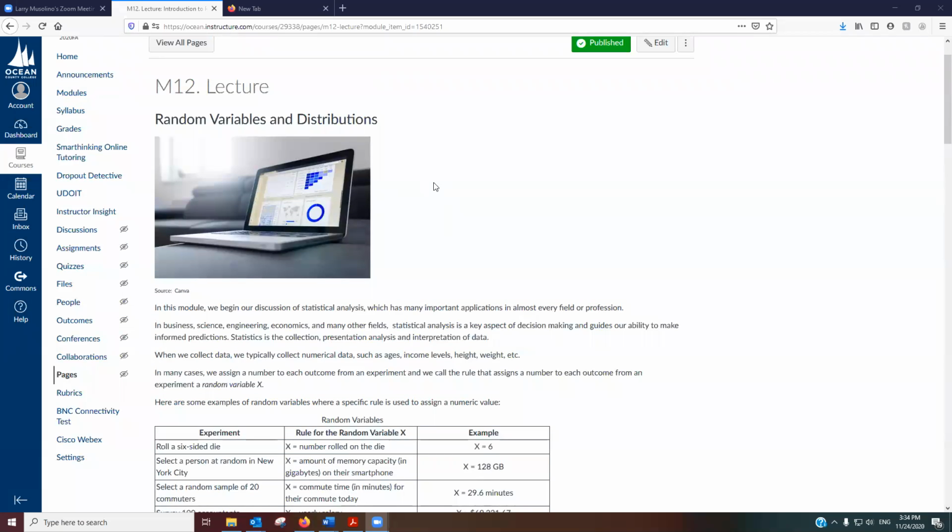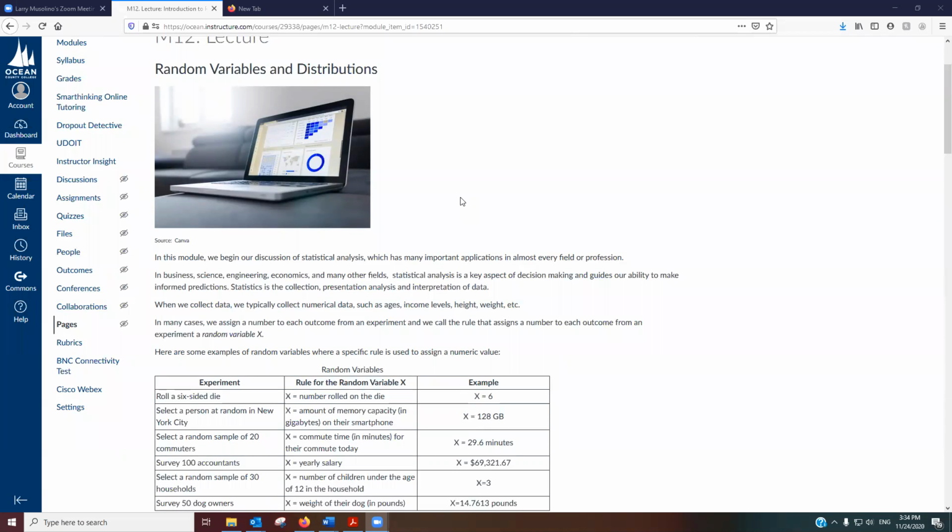Well, you could see here the definition is, let me share my screen. All right, so I'm sharing my screen. This is the Module 12 lecture notes. So we want to discuss random variables.